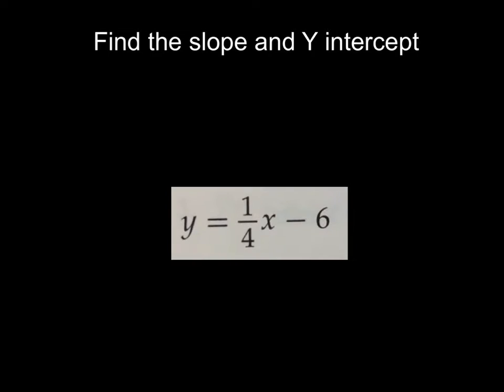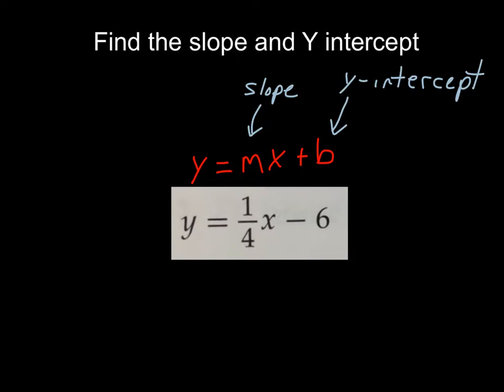So if we have a problem like this, where we're asked to find the slope and the y-intercept of an equation, we can remember the slope-intercept form. Just a reminder, that is y equals m x plus b. Remember m stands for slope, and b stands for the y-intercept. When it's set up this way, it's pretty easy. We've got our y and our equals. Now, this is going to be the m, right before the x. The m stands for slope. So my slope is going to be 1 over 4.